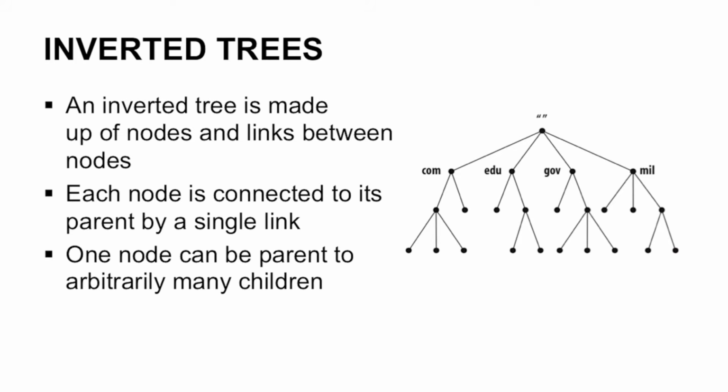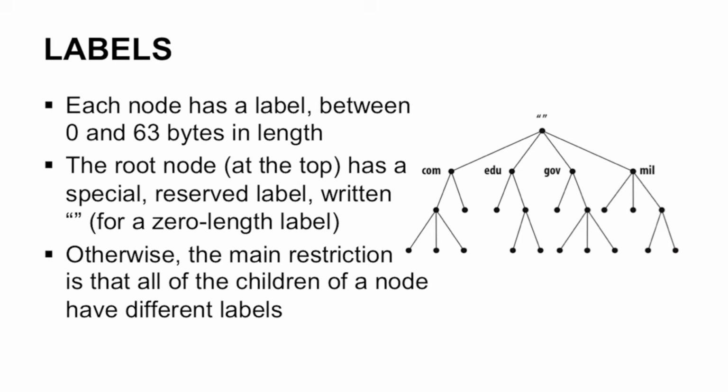An inverted tree is made up of nodes and of links between those nodes. There's a picture of one, substantially cut down from the real internet namespace, on the right side of the slide. Each node is connected to its parent by a single link, and one node can be a parent to arbitrarily many children, which sounds like a social policy nightmare. Each node has a label associated with it, and that label is between 0 and 63 bytes in length. So 0 and 63 characters, generally speaking.